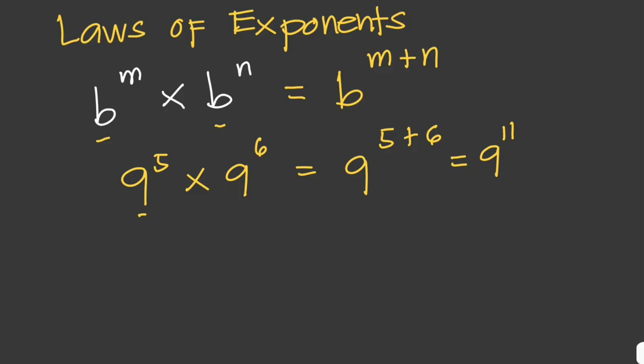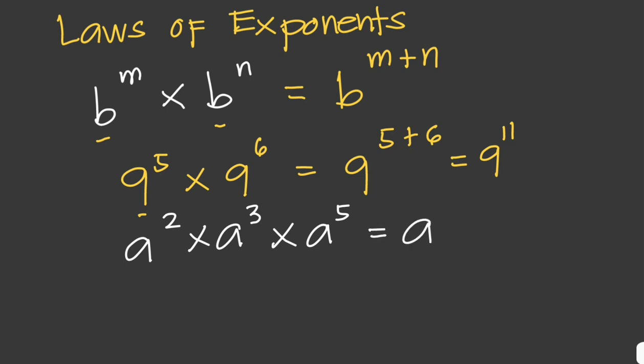Let's say we're given this one, a squared times a cubed times a to the 5th. Since all of the terms have the same base, which is a, we just copy the base a, and then we add up all of the exponents, 2 plus 3 plus 5, which is equal to a to the 10.